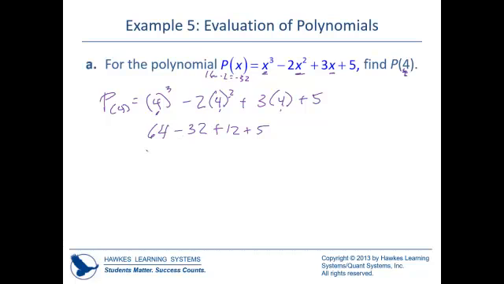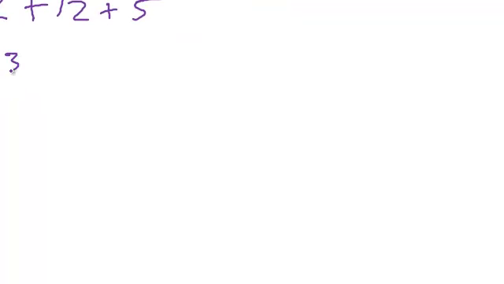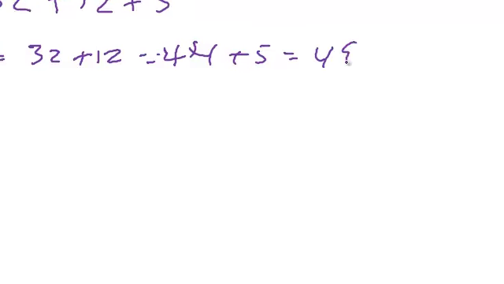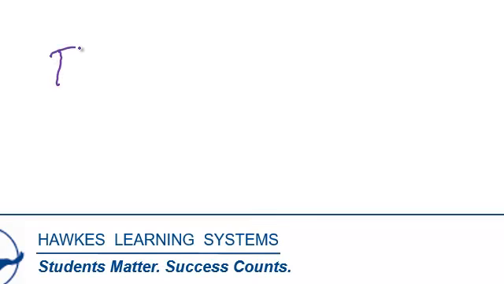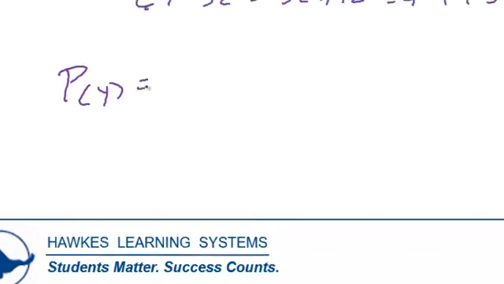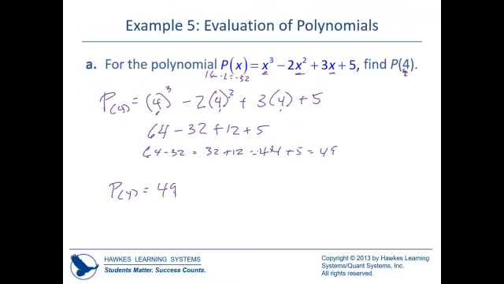So 64 minus 32 would be 32. Then I add 12, which would be 2 and 2 is 4, 3 and 1 is 4, so that would be 44. 44 plus 5 would give me a total of 49. So p of 4 is equal to 49. Final answer.